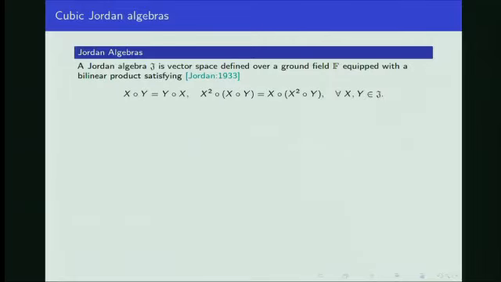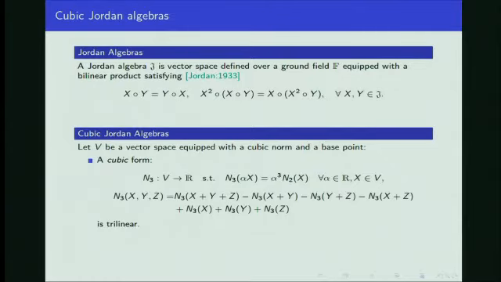Now, if you know what a Jordan algebra is, fine. If you don't, here's a quick summary. And we're going to be looking specifically at cubic Jordan algebras. And as I said, if this is the first time you're seeing it, you probably won't gain a great deal by my talking about it. So let me skip on.